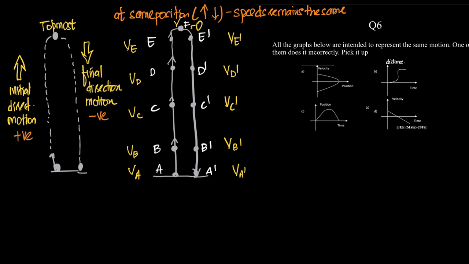What we need to understand is, every component we take towards the upward direction is positive, and what comes downwards is negative. So we should write here that this is positive VA, this is positive VB, this is positive VC, this is positive VD, this is positive VE, this is negative VE dash, negative VD dash, negative VC dash, negative VB dash, and negative VA dash. All right.